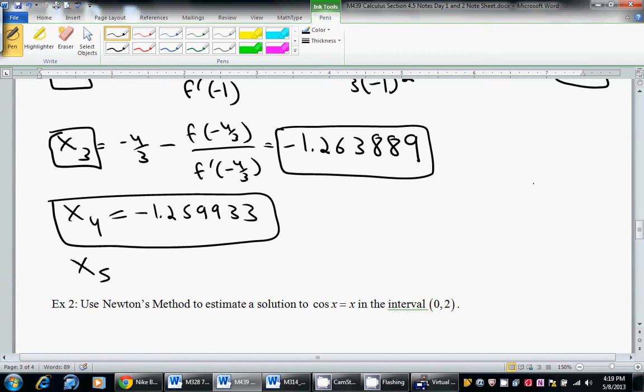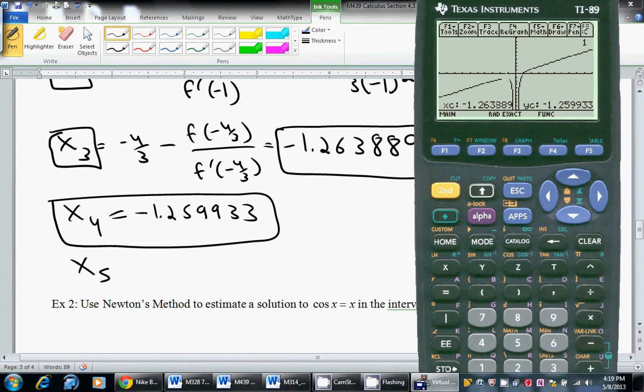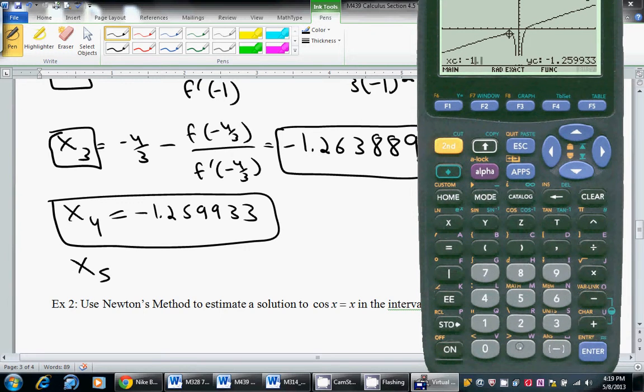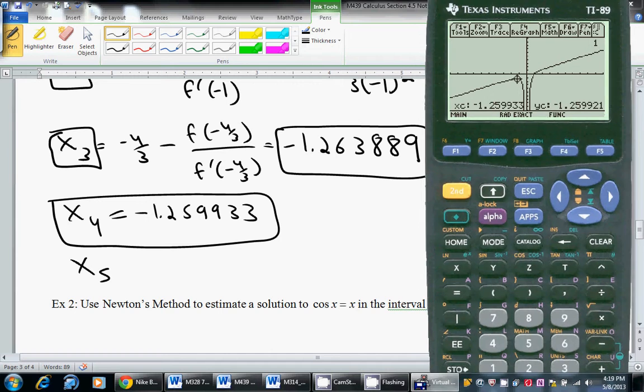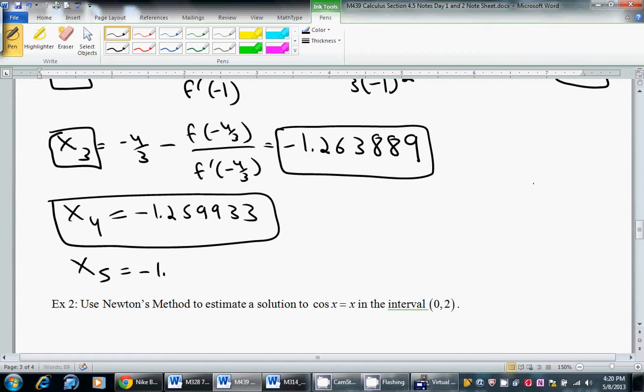So let's do this again. Now my input is going to be my last output, so negative 1.259933. Again, hit enter, and now look how close these answers are. So I know I'm getting close. When I input x sub 4, x sub 5 is extremely close to it: negative 1.259921. So I'm getting real close.